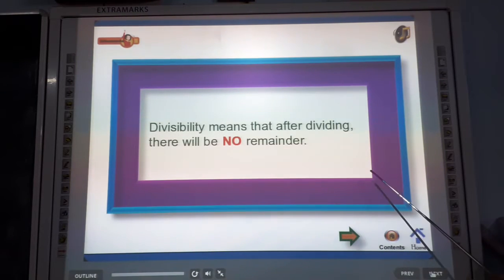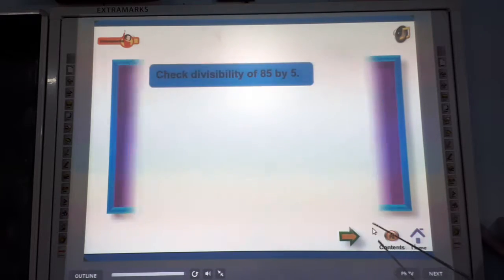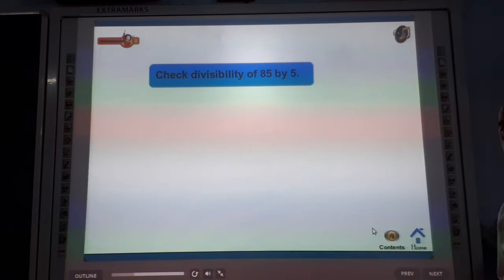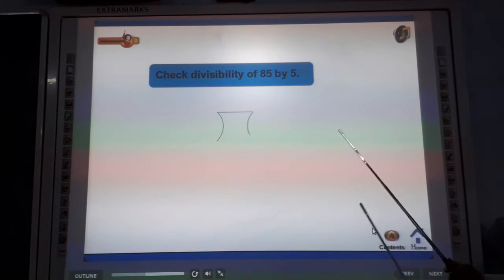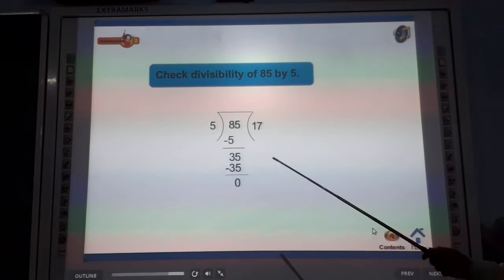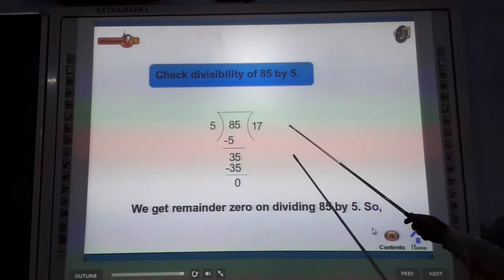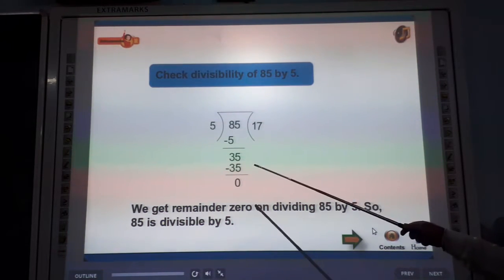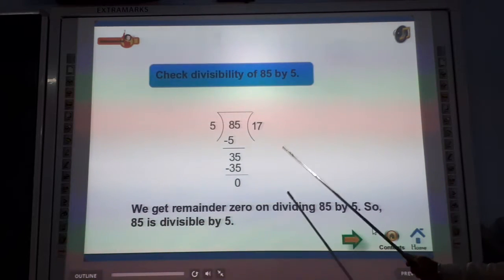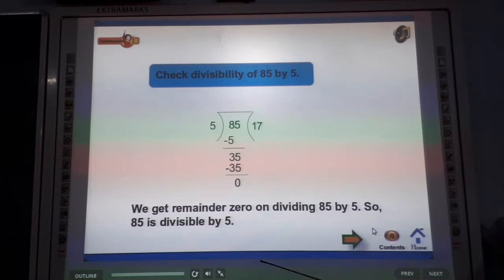Let us check the divisibility of 85 by 5. We divide 85 by 5, and here 5 into 1 is 5, and then 5 into 7 is 35. Remainder is 0 at last, so 85 is completely divisible by 5.